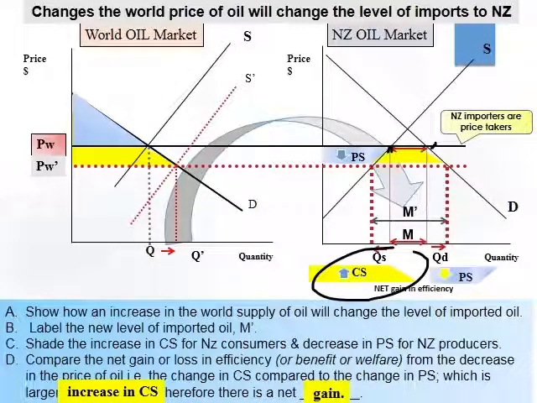So international trade is good because the overall effect, even though some lose, in this case New Zealand producers, when we import, consumers benefit a lot more.